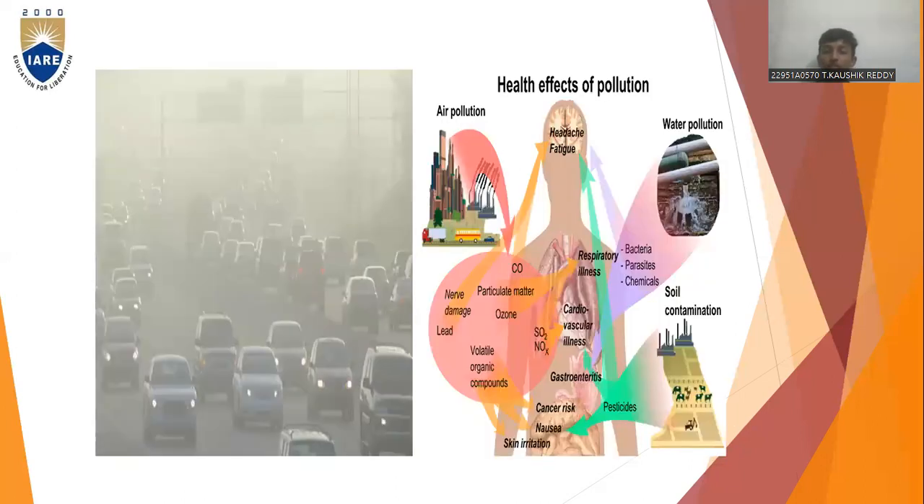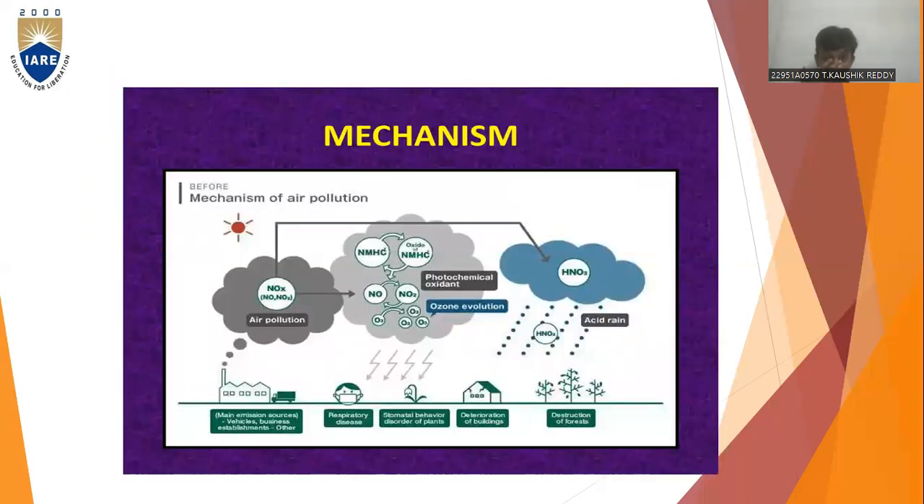So, how are humans affected by pollution? Health effects of pollution: air pollution causes headache and fatigue; water pollution brings bacteria, parasites, and chemicals; respiratory illness, cardiovascular illness, soil contamination, pesticides, gastroenteritis, cancer risk, nausea, skin irritation, nerve damage, lead, volatile organic compounds, particulate matter, ozone, etc. So this is the mechanism of air pollution, how air is getting polluted day by day, which increases respiratory diseases, etc.